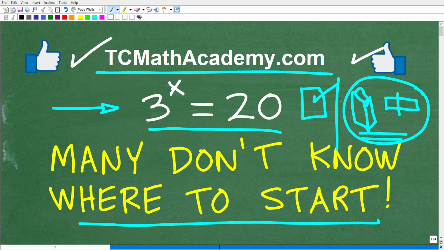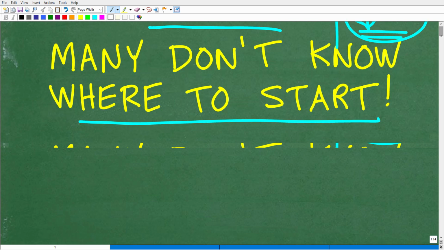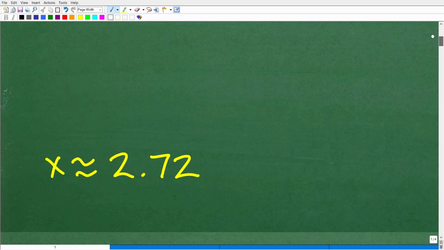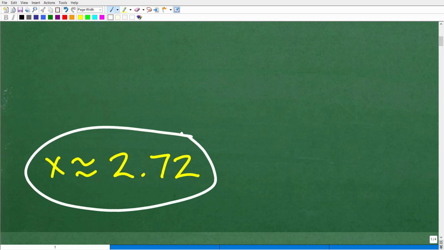So 3 to the x power is equal to 20. Let's take a look at the solution. The solution is x is approximately 2.72. Of course, there are other digits here, but I just rounded it off. If you got something close to 2.72, that indicates to me that you did this problem right.